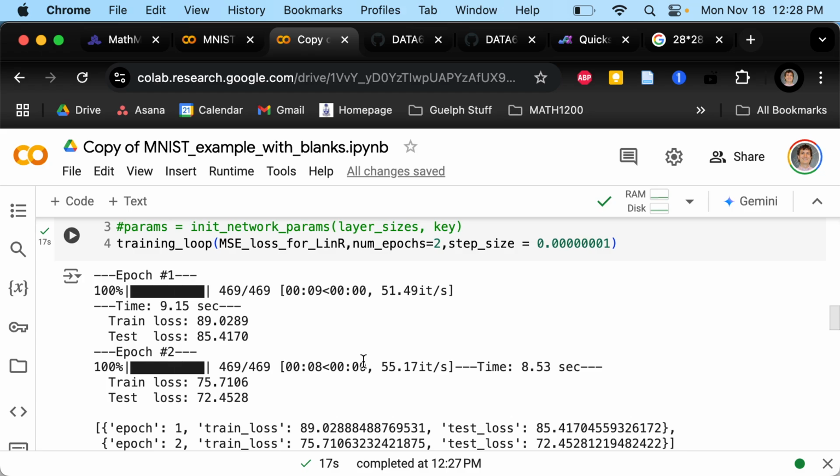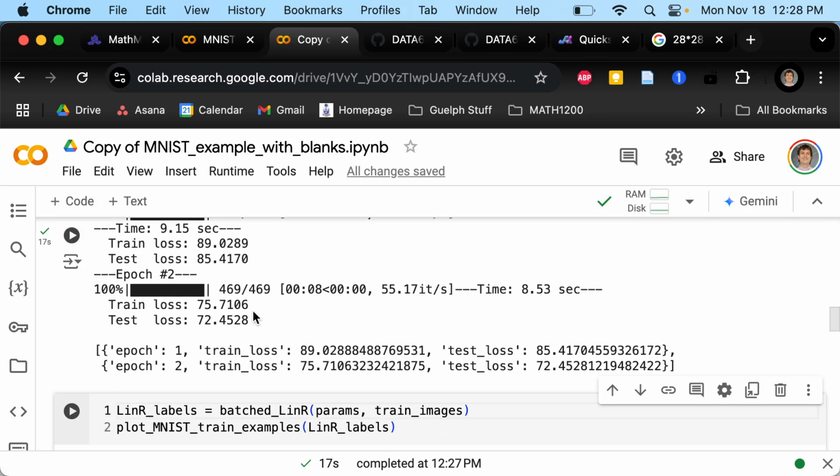The root mean squared error. Now you can start to do the square root in your head. The root mean squared error is like 9, and here the root mean squared error is like 8.5 or something. So we're getting closer, right? It started out really bad, and it's getting better and better. Let's see what it looks like.